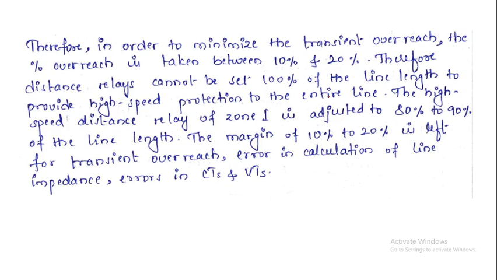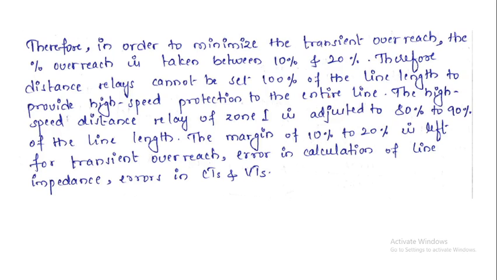for a transient overreach. Okay, so just now I explained the phenomena of transient overreach and errors in calculations of the line impedance. Sometimes there may be a wrong calculation with respect to the impedance, the measurement may become wrong. Okay, so sometimes there may be errors in the CTs and VTs. Whatever voltage or current ratings we have taken from the CT, there may be some errors with that. So for all these reasons we have to have a margin of 10 to 20%.